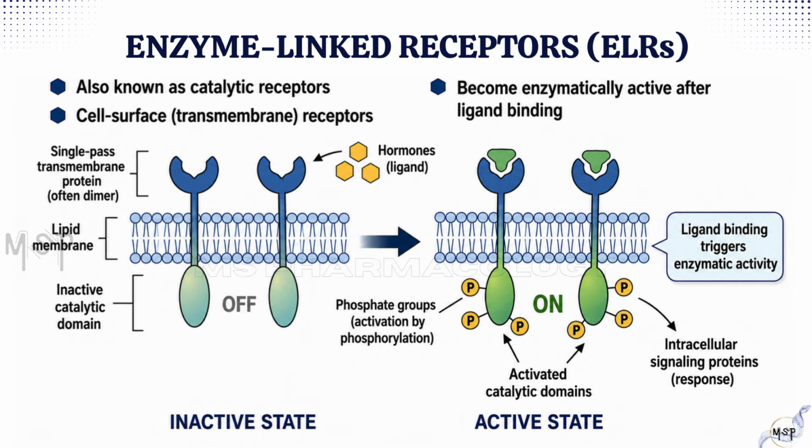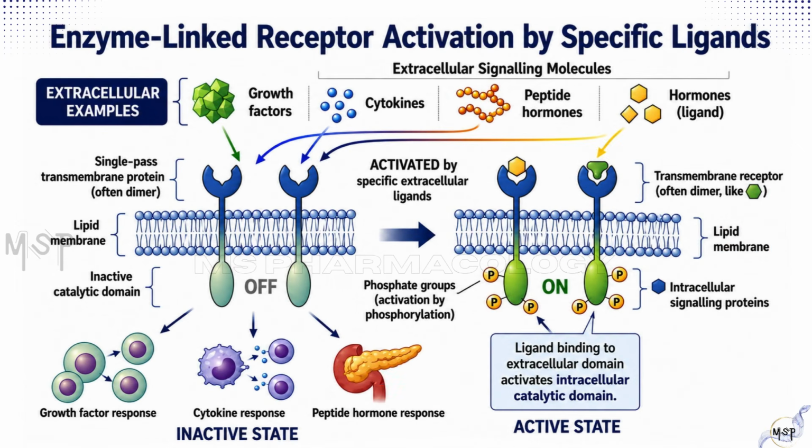Enzyme-linked receptors, also known as catalytic receptors, are a class of cell surface or transmembrane receptors. As their name suggests, these receptors are directly linked to an enzyme, or become enzymatically active when they are stimulated. They are activated when an extracellular ligand binds to the receptor. These ligands are usually growth factors, cytokines, or peptide hormones that carry important signals from outside the cell.